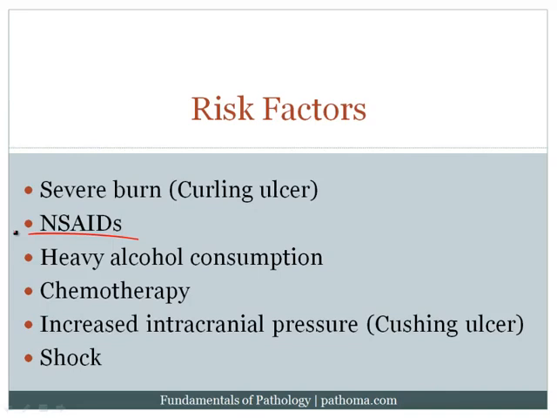And so what the NSAIDs do is they knock out the prostaglandins, and when you knock out the prostaglandins, you're going to lose all of those beneficial effects of the prostaglandins. That will increase the risk for acute gastritis. Heavy alcohol consumption can do it as well. Alcohol is basically a toxin. It will directly damage the mucosa, allowing for the acid to then subsequently damage the stomach. So that would be another cause.